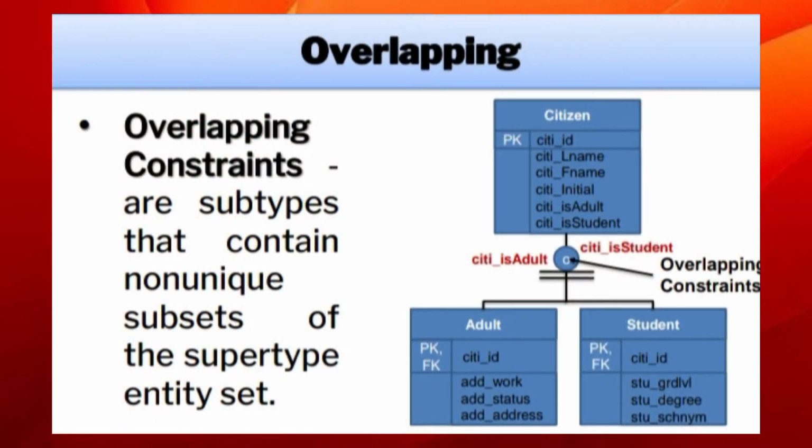So the last is overlapping constraints, are subtypes that contain non-unique subsets of the supertype entity set. So kani siya, guys, opposite ni siya sa disjoint. Kay ang subtypes ani niya kay wala gi-specified. Kato sa disjoint gi-specified as pilot and mechanic. Dire ang iyang subtypes kay adult or student.